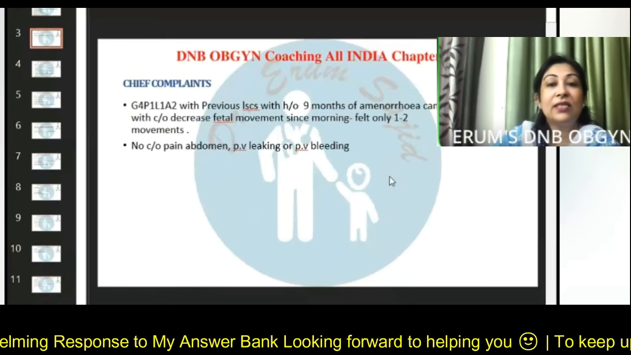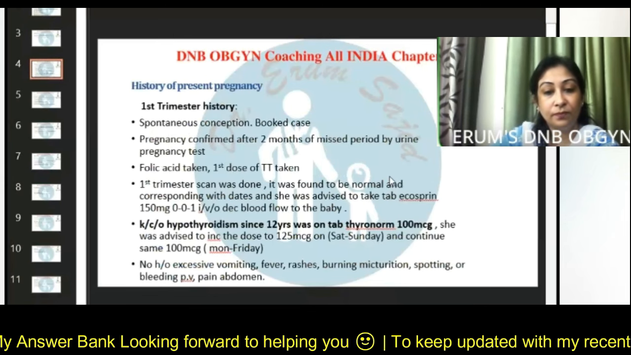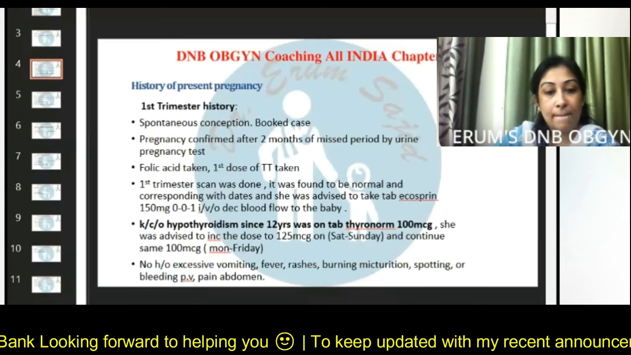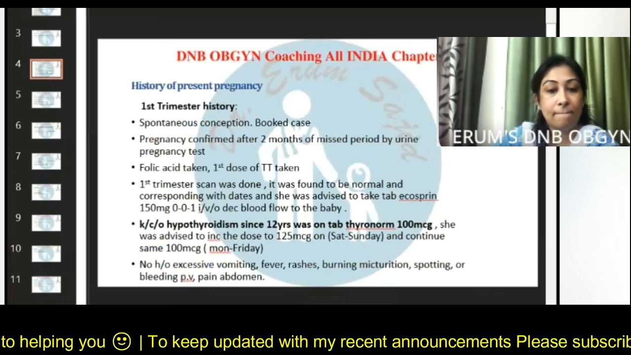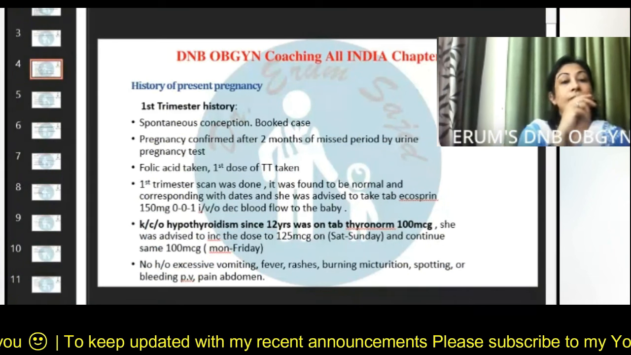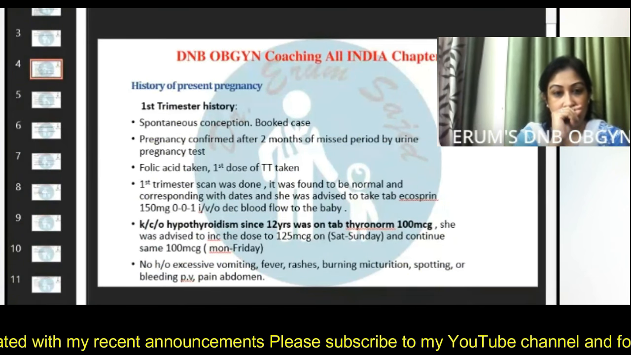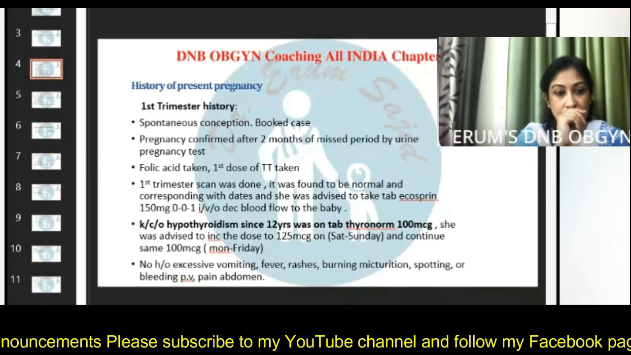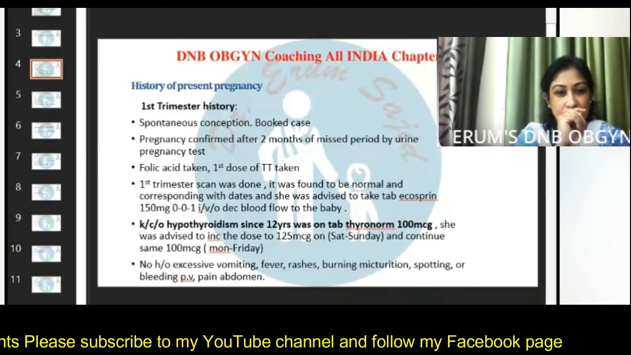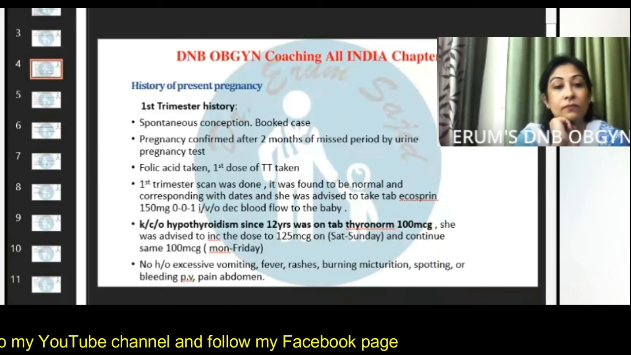All right. Let's hear the obstetric history, then we'll be able to understand it better. Yeah, ma'am. History of present pregnancy, first trimester history. It was a spontaneous conception booked case. Pregnancy confirmed after 2 months of missed period by urine pregnancy test. Folic acid taken, first dose of TT taken. First trimester scan was done. It was found to be normal and corresponding with date, and she was advised to take tablet Ecosprin 150 mg, she told, in view of decreased blood flow to the baby.